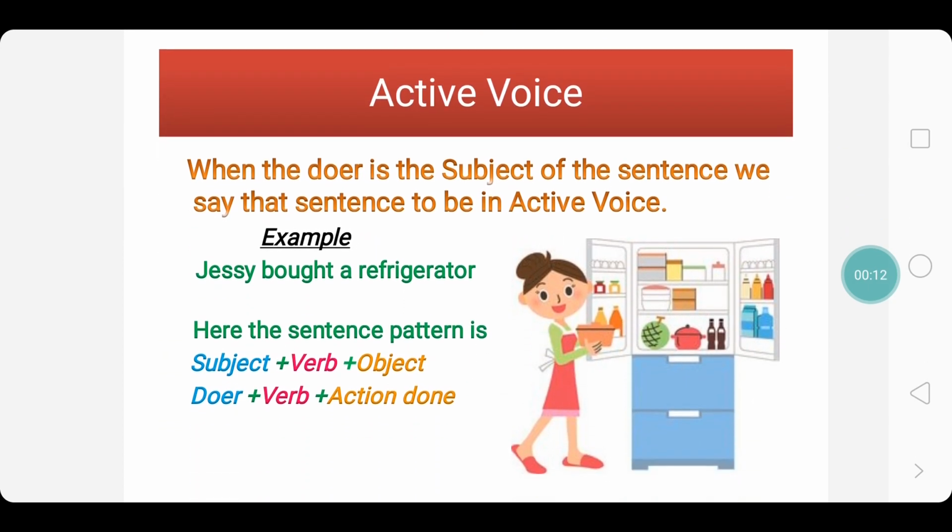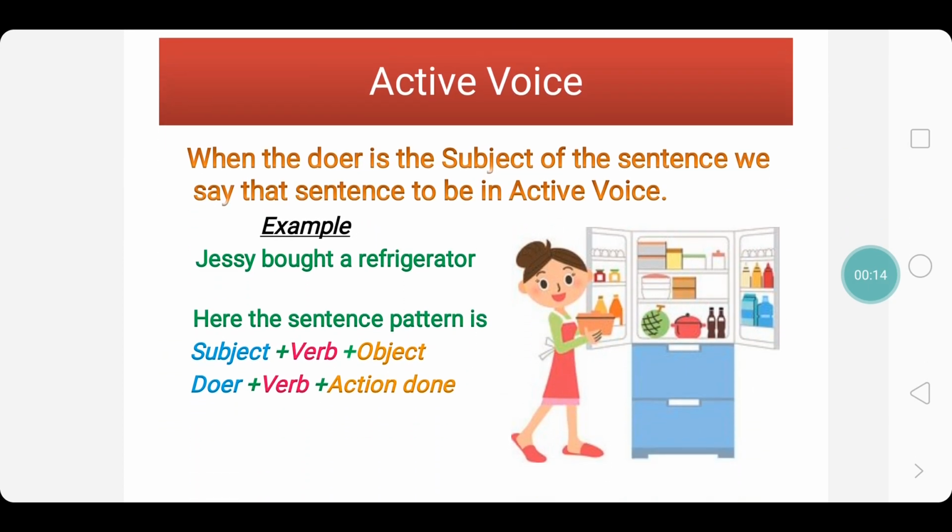What is active voice? Yes, when the doer is written in the beginning of the sentence, we call that sentence to be in active voice. For example, Jessie bought a refrigerator. Here Jessie is the doer. Hence, this sentence is in active voice. The sentence pattern is subject plus verb plus object. That is nothing but doer plus verb plus action done.